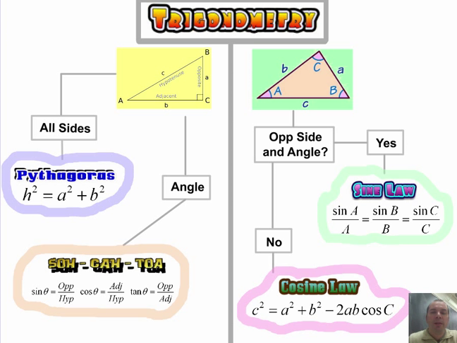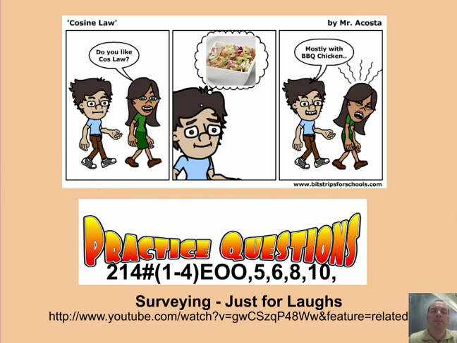So here are all our formulas. The new one comes over here. When I have a non-right angle triangle, I ask, do I have opposite side and opposite angle? Is it yes? You use sine law. But if you don't have it, then you're going to use cosine law.